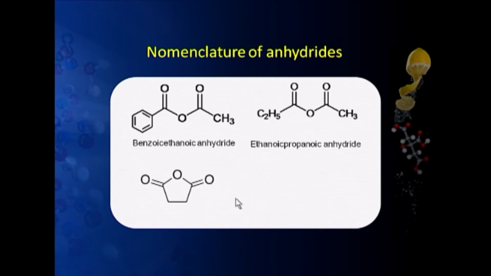We can get anhydrides from dicarboxylic acids also. The carboxylic acids which have two carboxyl groups in them, we have discussed such acids earlier, and this is the anhydride obtained from succinic acid, a 4 carbon acid: 1, 2, 3, 4. So, this is simply called succinic anhydride. Similarly, phthalic acid, where the two carboxyl groups are attached to the benzene ring at the ortho position, can also form an anhydride, and that anhydride will be named phthalic anhydride. So, this is about the nomenclature part of these acid derivatives.